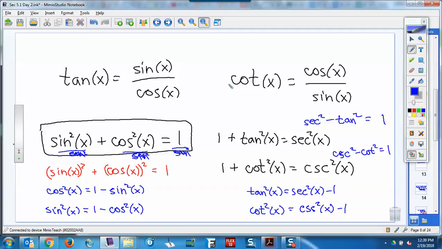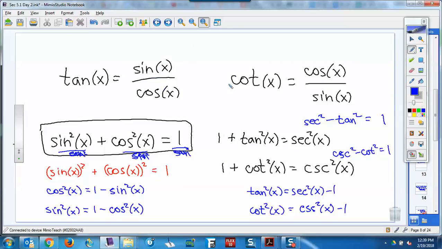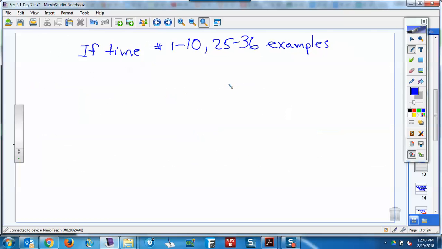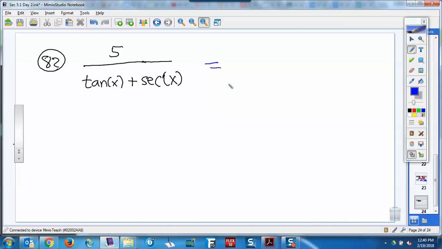Now, what do I know about secant squared minus tangent squared? That could be secant plus tangent, secant minus tangent, right? So that would be my thought. Here I have it right here. Secant squared minus tangent squared, secant plus tangent, secant minus tangent. So knowing that, and that's why getting used to those and knowing those, that makes me think of what I'm going to do. I'm going to multiply this right here.